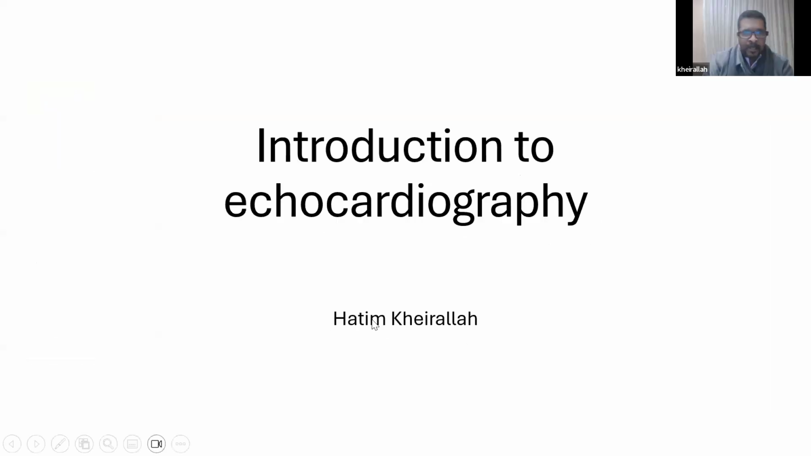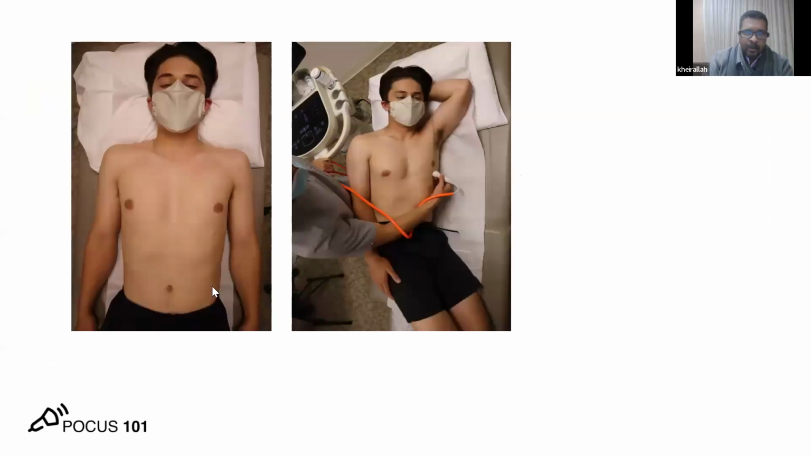Okay, as I promised you, we're going to start on the echo block. And this is just an introduction to echocardiography. But you know that we have two positions for echocardiography, this one and this one. Okay. So supine and left lateral.